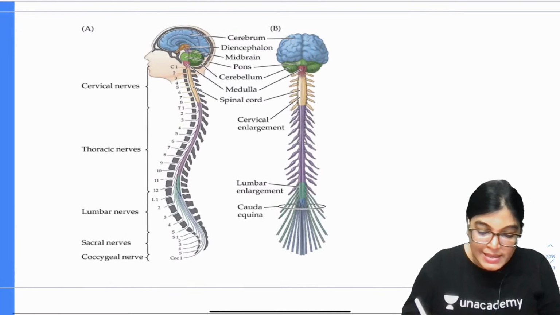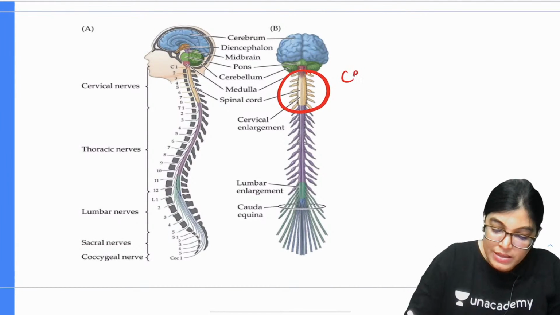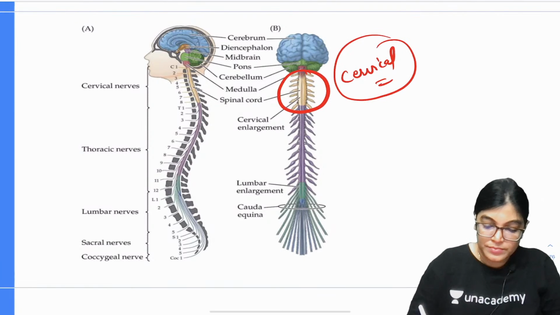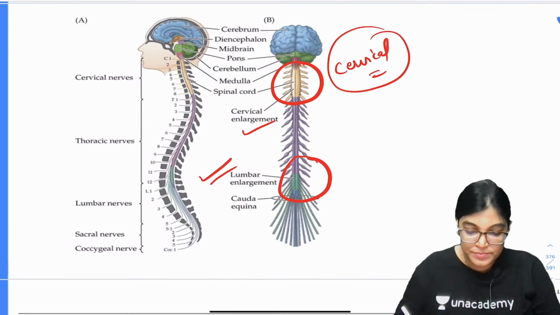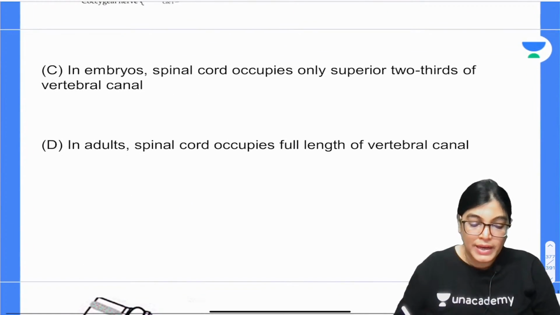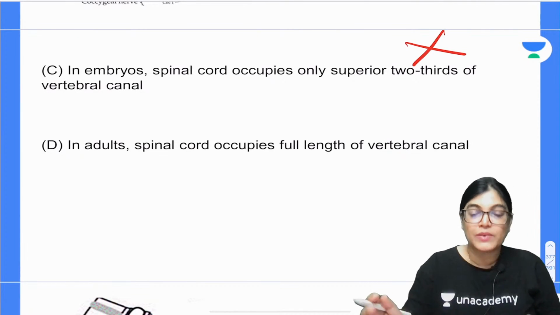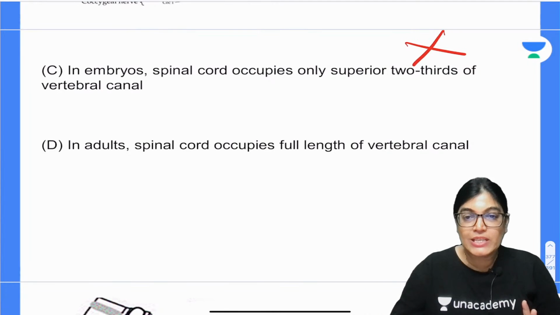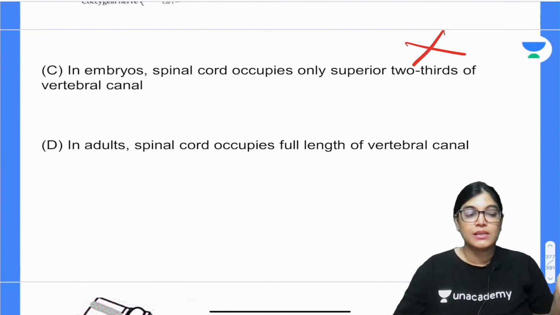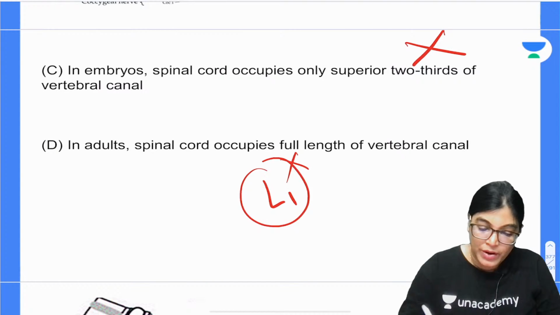See this diagram where you can nicely see, this is the cervical region where you can see the cervical enlargement. In the lumbar region, you can see the lumbar enlargement for innervating the lower limbs. Now, in embryo, it occupies the superior 2/3 of the vertebral canal, is absolutely wrong. Actually, till the 3rd month of intrauterine life, the whole length is corresponding to each other. Then the vertebral column grows at a faster rate, and even after the baby is born, it will end at the 3rd lumbar vertebra. In adults, it will end at the L1 lumbar vertebra.